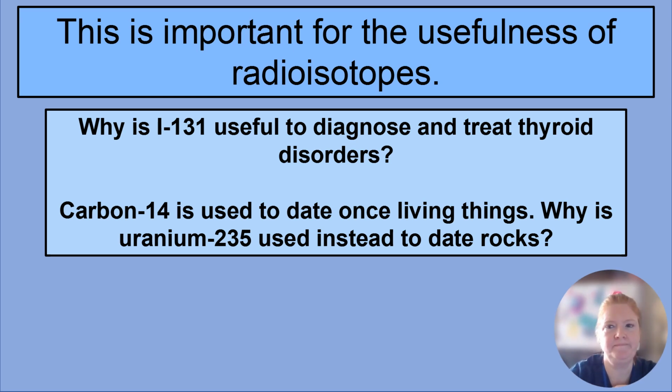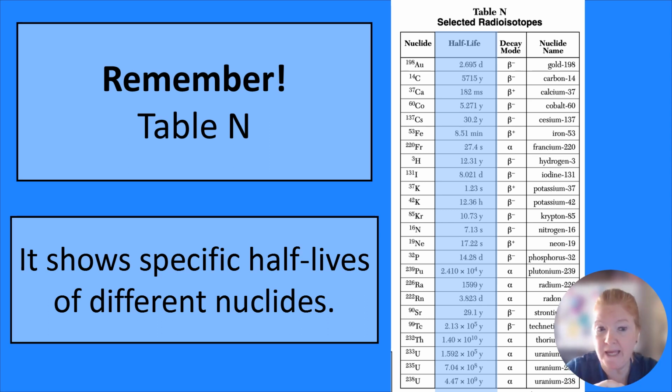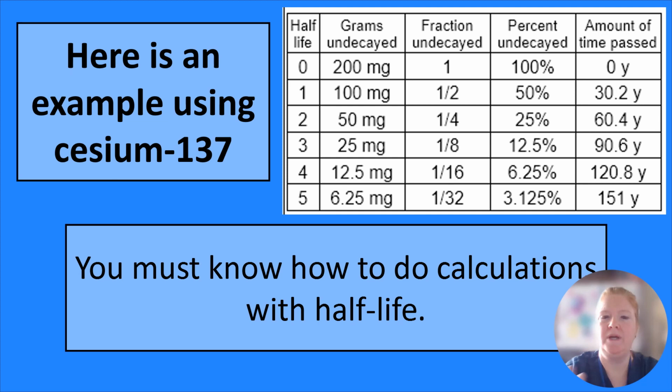Okay. So remember, Table N shows the specific half-lives of different nuclides. This is useful and you have to look at it. We looked at it previously for the decay modes and briefly mentioned half-lives, but now we need to use the half-lives. So here's an example, and you have this in your notes, using cesium-137. The half-life for cesium-137 is 30.2 years.